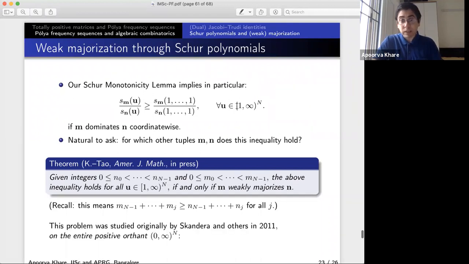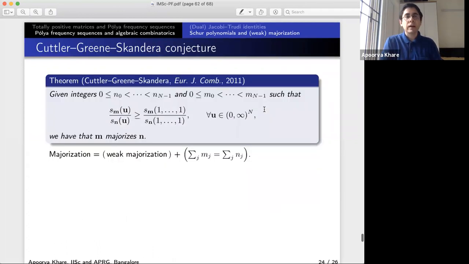So as I said, this problem was studied by others, including Skandera himself, on the entire positive orthant, meaning they classified, or they half classified, for which powers this inequality holds on the entire positive orthant. And this is their result. They proved that if you are given two tuples of integers, then this holds for every u in the orthant only if m majorizes n. Okay, so this was worked out not too long ago, in this decade. And majorization just means that the total content is equal to total content.